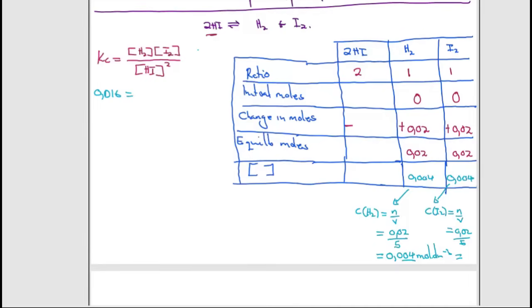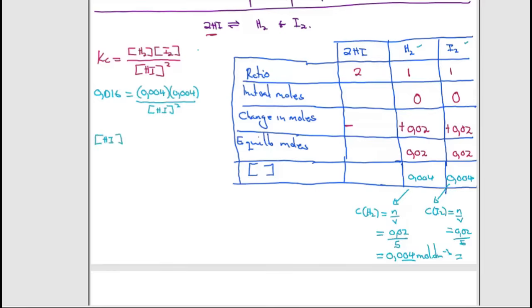So now we have the concentration of hydrogen and the concentration of iodine. Therefore, I'm going to plug in their values at the top. So 0.016 is equivalent to 0.004 multiplied by 0.004, all over the concentration of my HI. That's what I'm looking for, but I don't have it. Therefore I'm going to say concentration of HI, and I'm supposed to square it. So to make HI the subject of the formula, this is what I'm going to get.